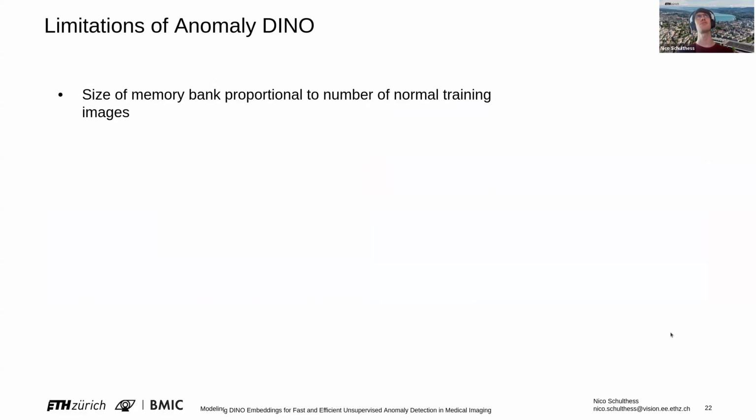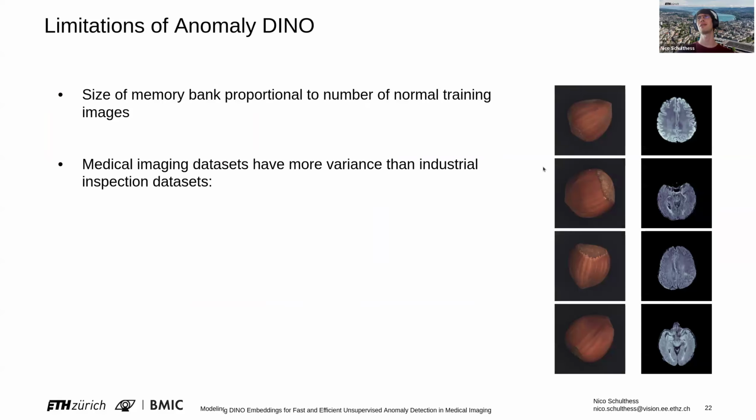And there are of course some limitations, and the main limitation is in the end still the size of the memory bank, because this one is proportional to the number of normal training images. And when you look at normal examples from this hazelnut dataset, there is a bit of variance in the orientation and the rotation. However, they look fairly similar.